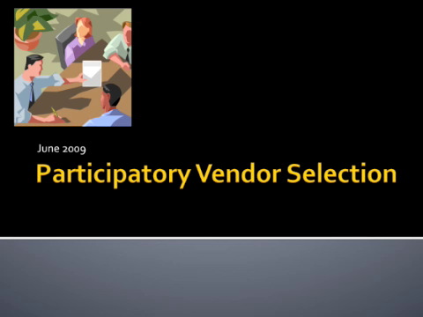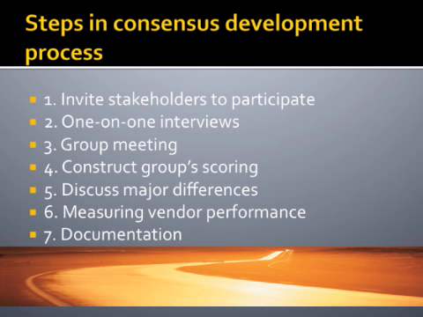This presentation demonstrates ways to bring a group of decision-makers to a consensus regarding selecting a vendor for information systems. Because of the long-term nature of the vendor relationship, selection for the right fit is critical. Vendor selection occurs through a 7-step process.